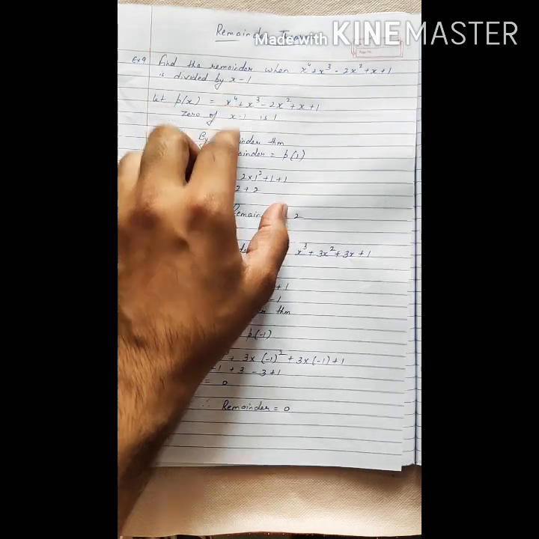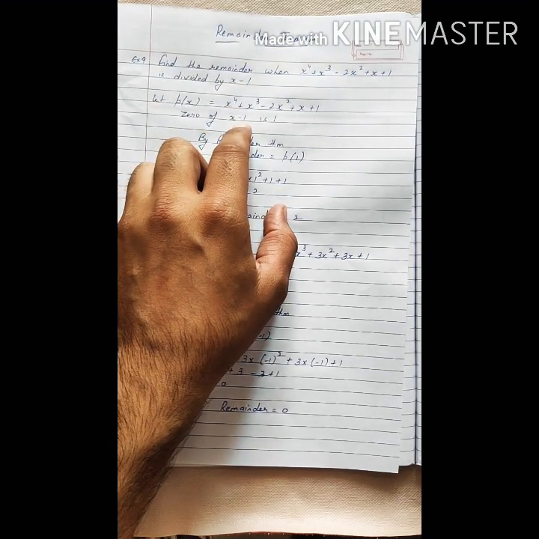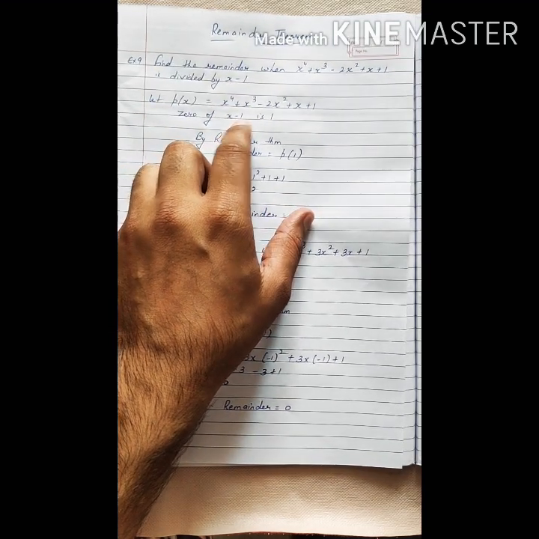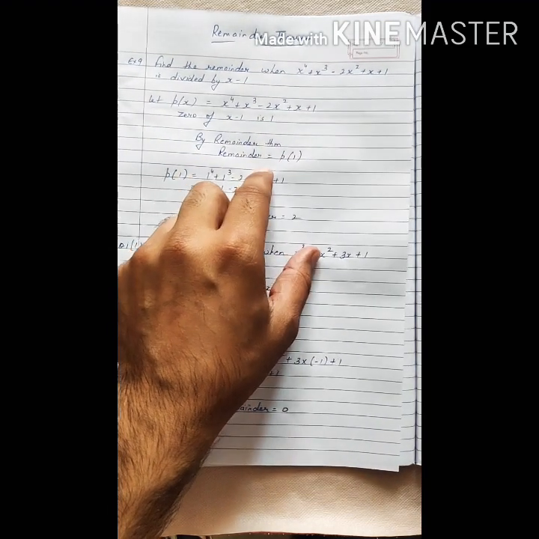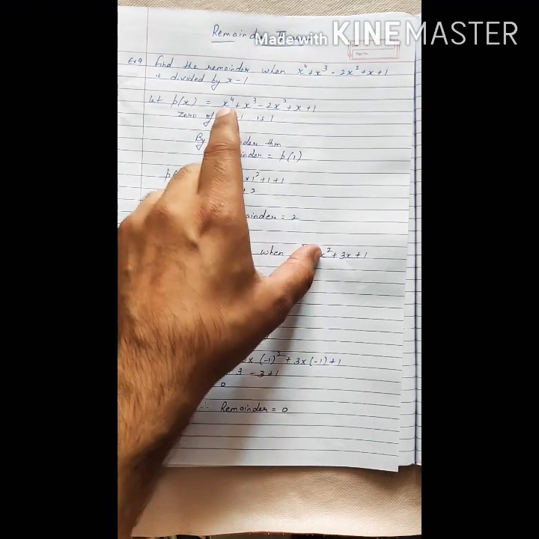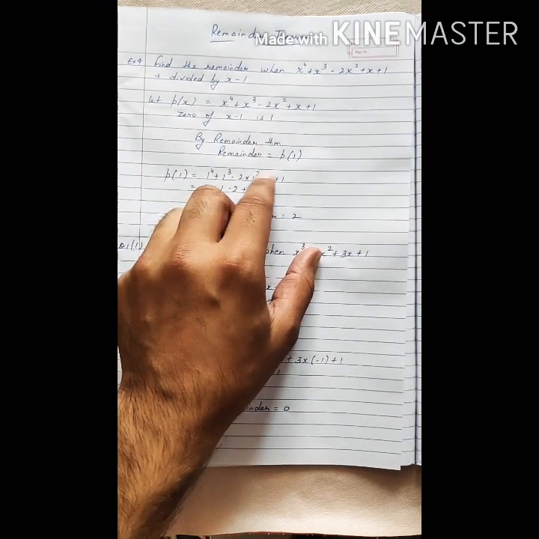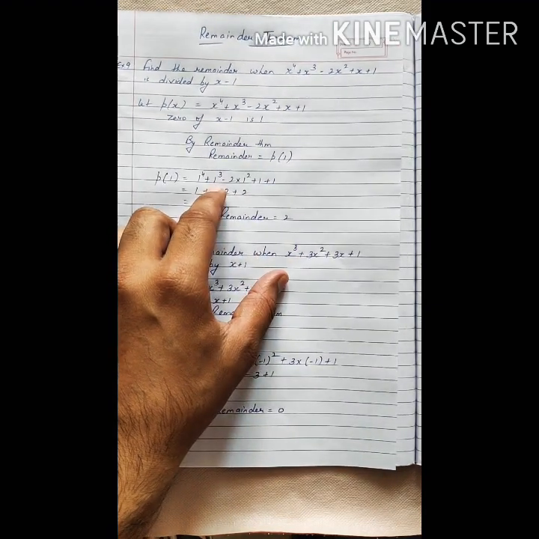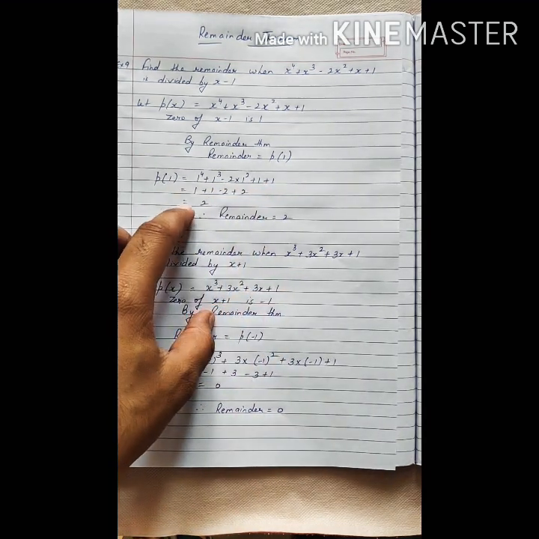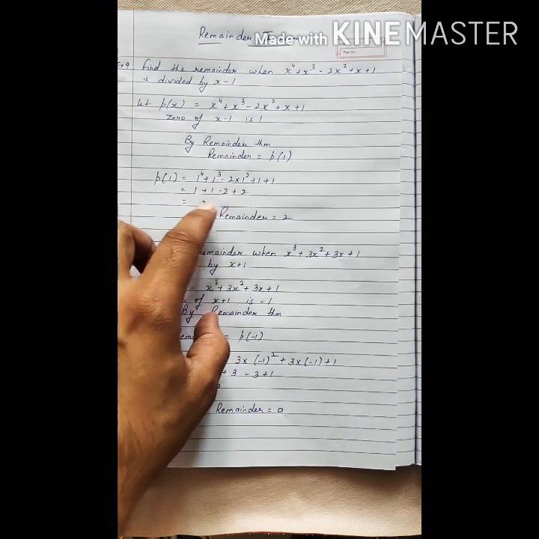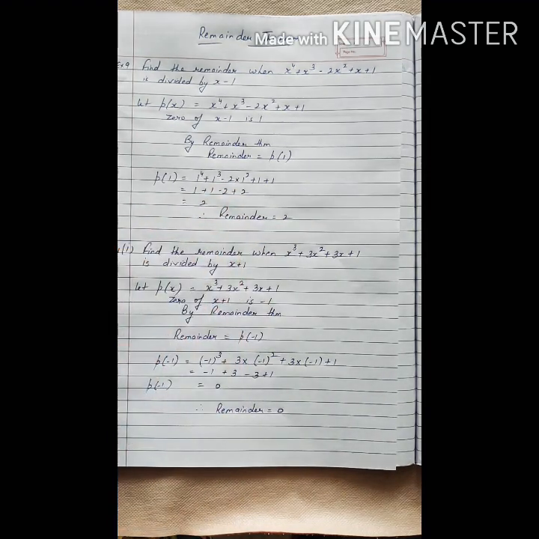Zero of this polynomial is what? x minus 1 will equate with 0, so we are getting the zero of x minus 1 as 1. So by the remainder theorem, remainder is equal to p(1). Means in place of x, we have to fill 1: 1 raised to power 4 plus 1 cube minus 2 into 1 square plus 1 plus 1. So from here 1 plus 1 minus 2 plus 2, and we are getting remainder as 2.